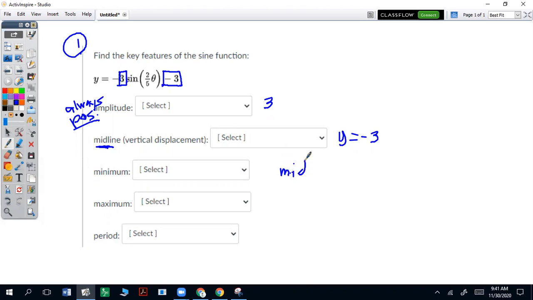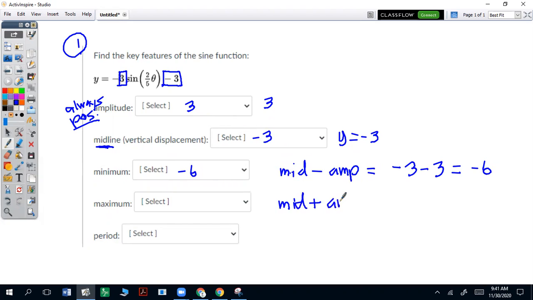So midline minus the amplitude is going to be -3 minus 3, which is -6. So your minimum is -6. Your maximum is the midline plus the amplitude, which is -3 plus 3, which is 0.